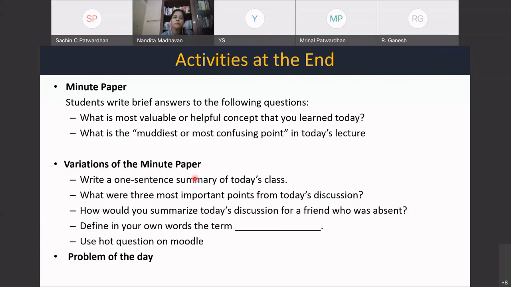Some variations of the minute paper are writing a one sentence summary of today's class, or writing the 3 most important points from today's discussion.